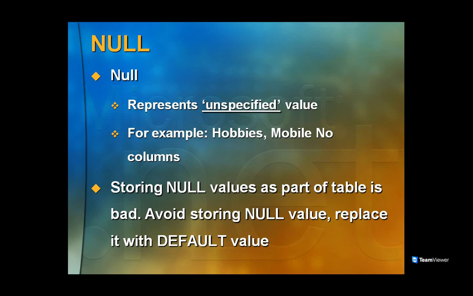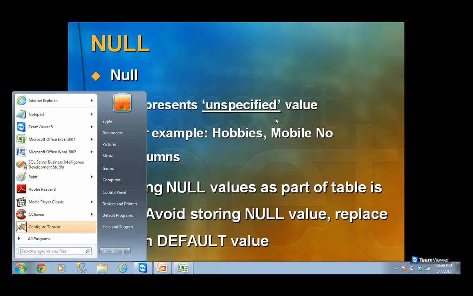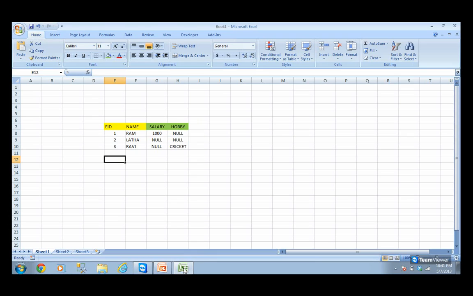Null value is good for the end user. Why? Because he need not fill all the data. He will give only the first two values and the remaining two he will leave null. So for the end user it is good, but for SQL Server it is bad. Why is it bad for SQL Server? Storing null values as part of the table is bad. Why?